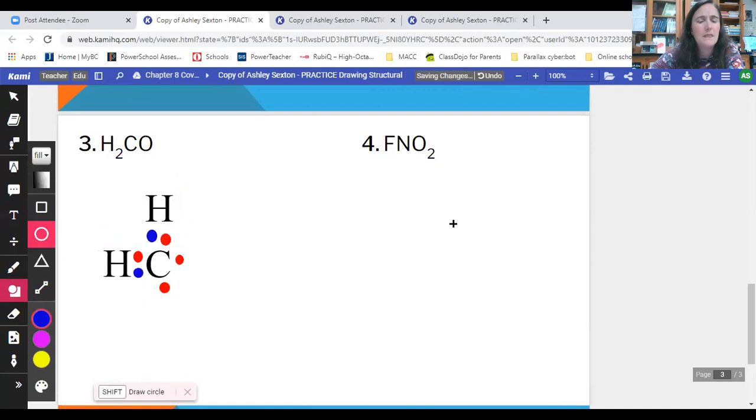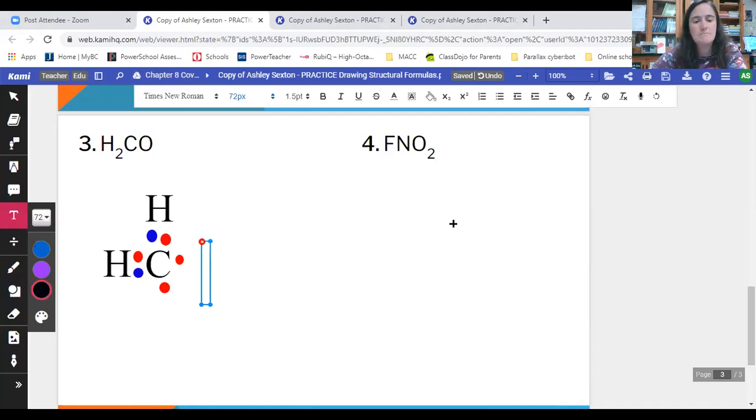Okay. Now we have oxygen. Oxygen was in 6. Make sure I said it right, yep. So it should have 6 valence electrons. I'm going to put oxygen over here on the side.